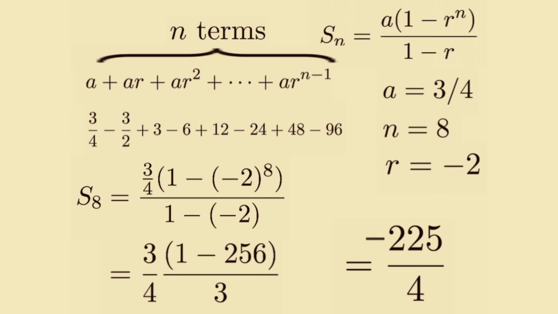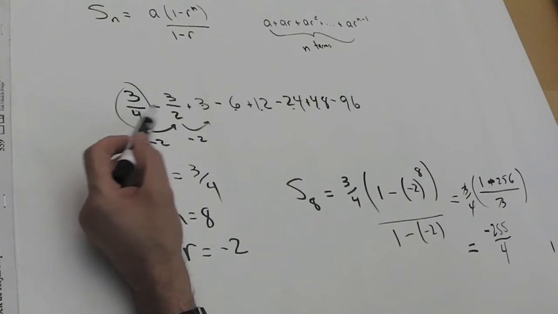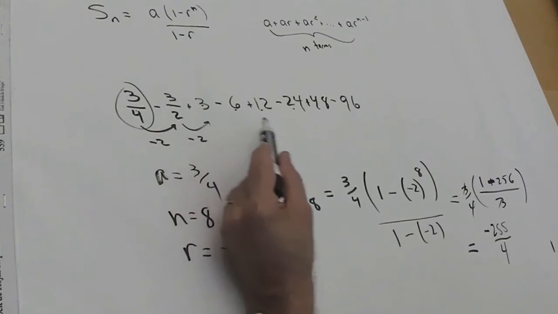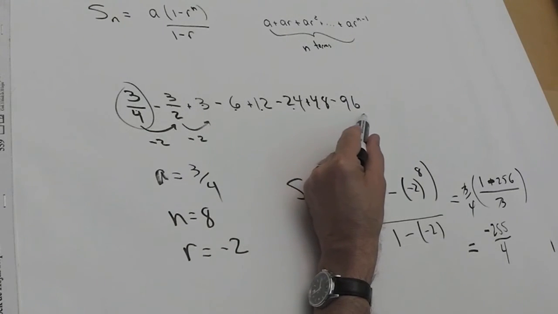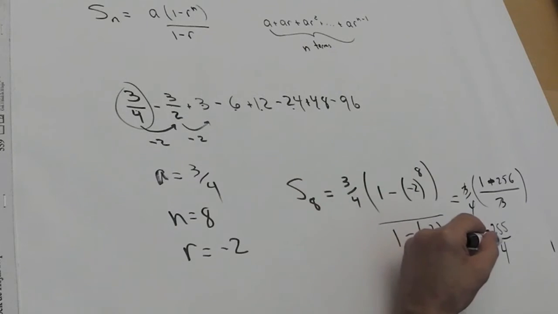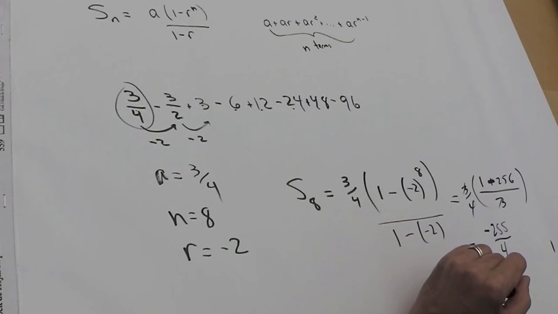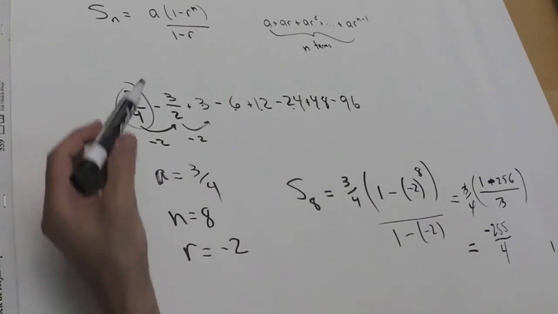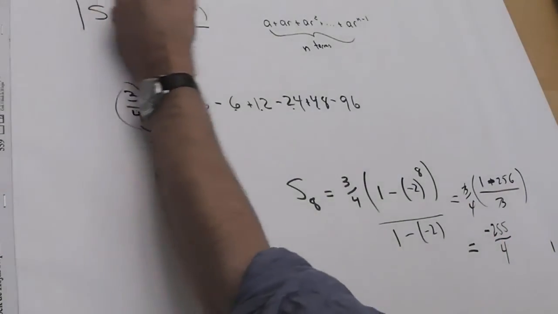over 4. Does it make sense that the answer would be negative? Well, if you look back at the series, you see that we're adding and subtracting numbers which are getting bigger, and so we just happen to have subtracted the minus 96 here, which gives us a negative number. Okay, so that's one example of how we can use this formula for the sum of a finite geometric series.